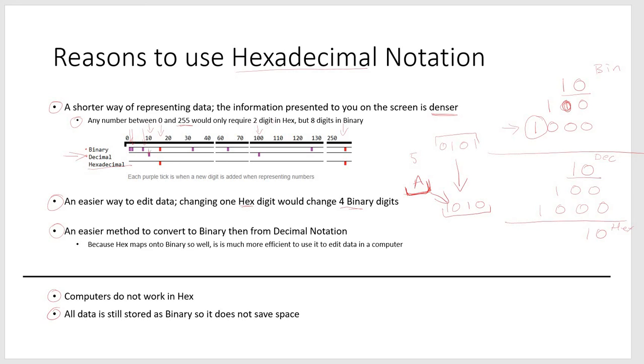And that also brings us to this next point, that all the data in the computer is still stored as binary, so using hexadecimal notation doesn't mean that you're using less space in the computer. It only means that you are able to see much more information with less data on the screen. It is easier for you to edit that data by changing fewer symbols, and it's easier to convert to binary from hex than it is from decimal numbers. Alright, these are the benefits of using hexadecimal notation in computer science.